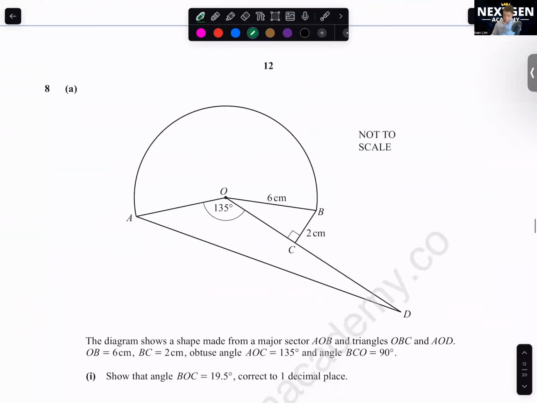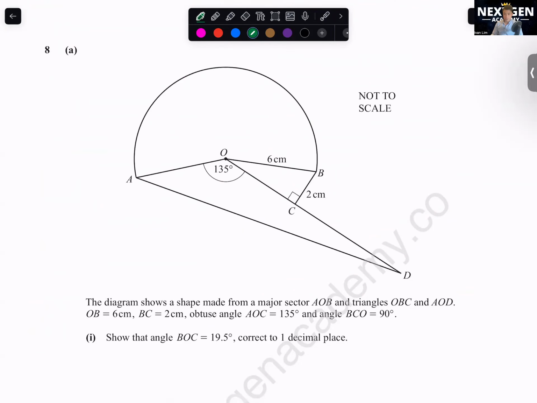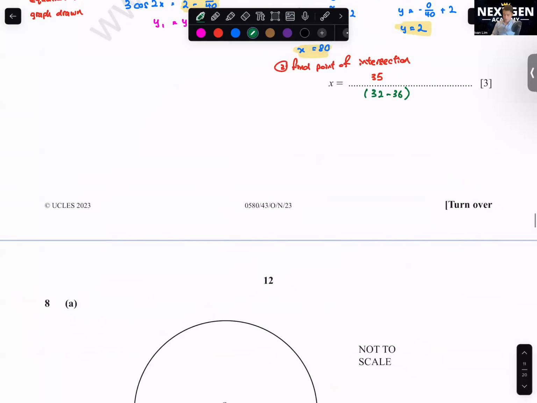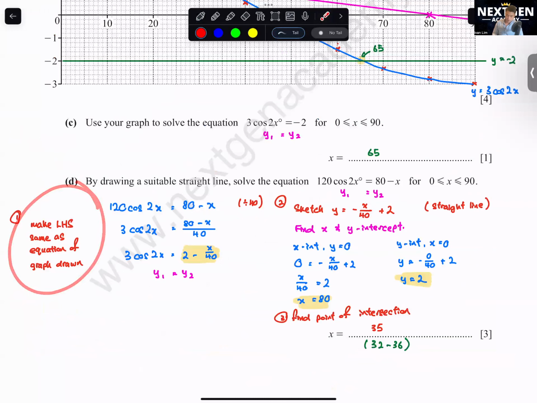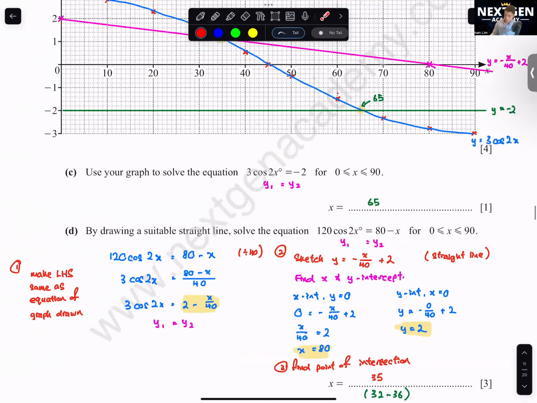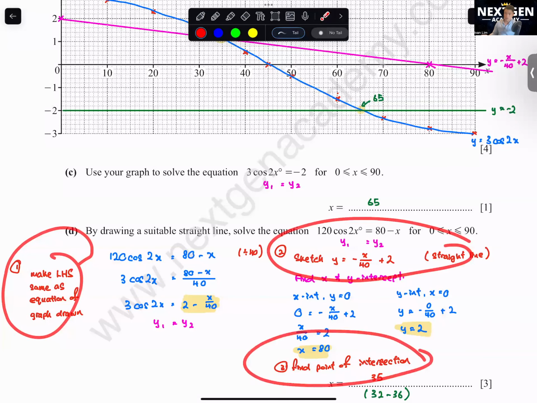Question 8a. The diagram shows a shape made from a major sector. Why need to divide 40? Quickly ask, later I move on already. Because of this statement: write down, make left-hand side same as equation of the graph drawn. You want to make it 3 cos 2x. That's why you have to divide this by 40. This is the criteria. I wrote down all the steps already. Understand?